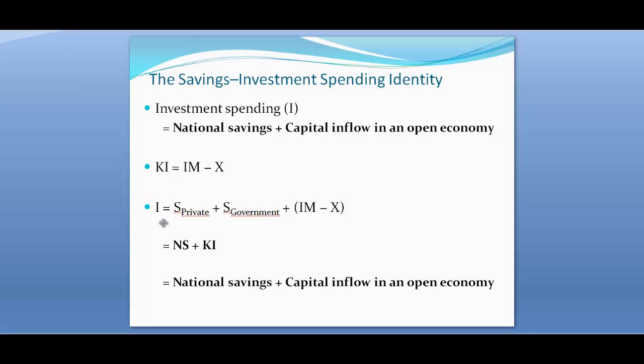The investment spending identity, then, is investment spending equals private savings plus government savings plus savings from around the world, or capital inflow. Hence, investment spending equals national savings plus capital inflow, or the equation NS plus KI. We now have the savings investment spending identity.